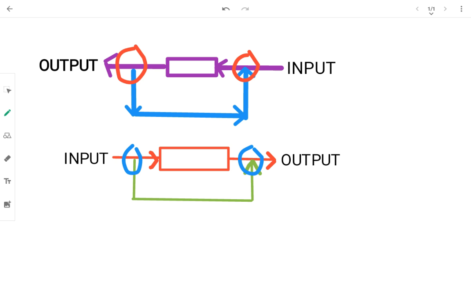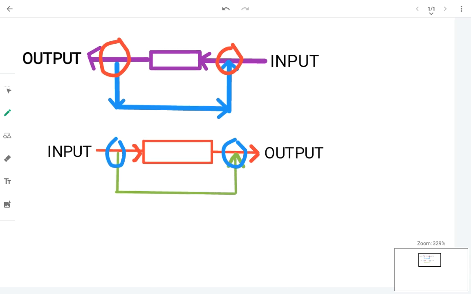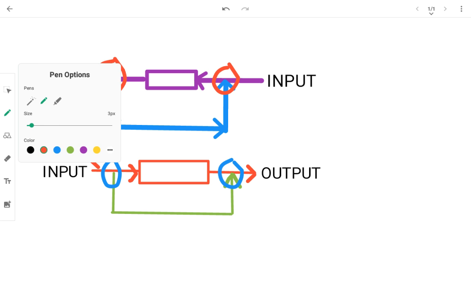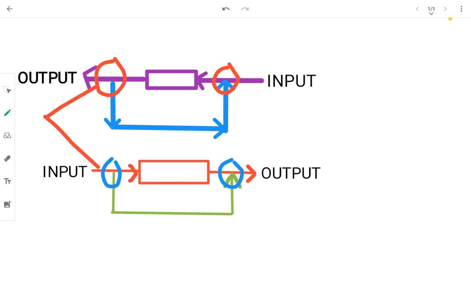Splitting point. A splitting point is somewhere where the material is split. So if you see, this is the splitting point, because it splits at this point. So this is called a splitting point.